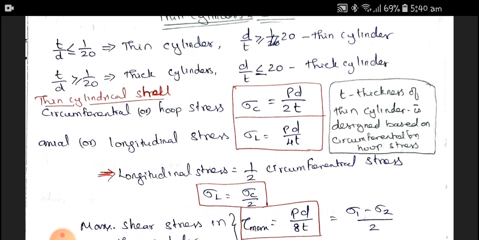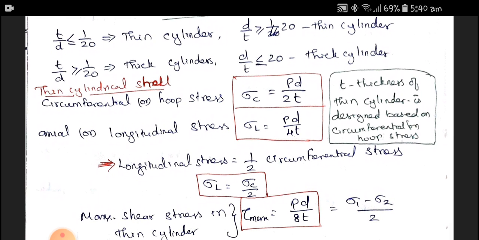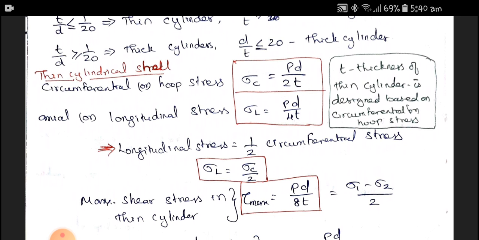Sigma c, the circumferential or hoop stress, is equal to pd by 2t. Here p is the pressure induced in the shell, d is the diameter, and t is the thickness. And longitudinal stress, sigma L, is equal to pd by 4t. From these two formulas, we come to know that the longitudinal stress is half that of the circumferential stress. The longitudinal or axial stress is produced along the axis. That is why it is called longitudinal or axial stress.